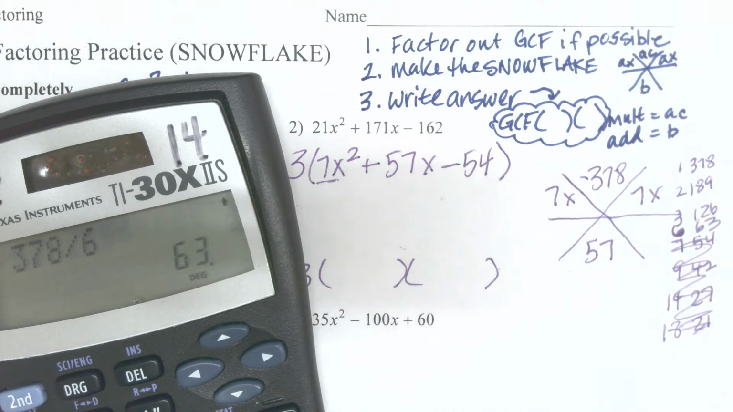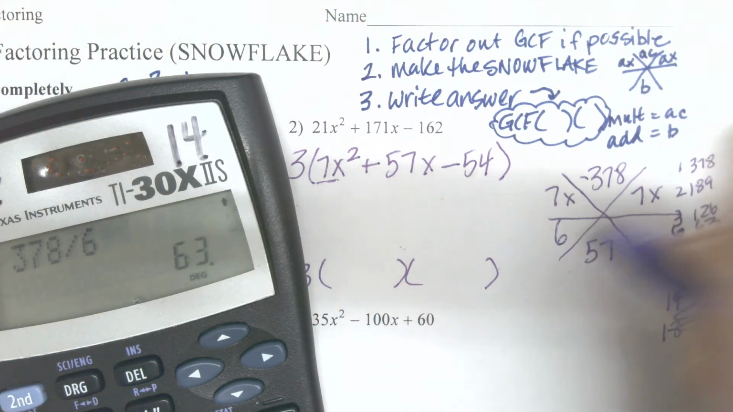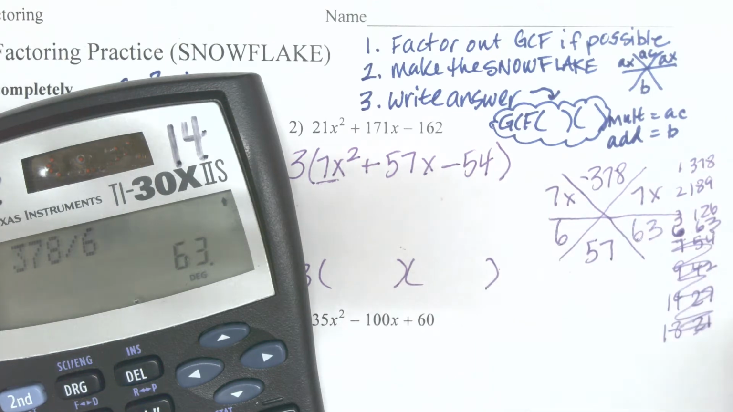If that happens, go back and double check. You notice how I'm checking my stuff? You said 6 and 63? Yeah. So 6 and 63 are the ones that worked. I just made a mistake up there. Oops. It happens to all of us.